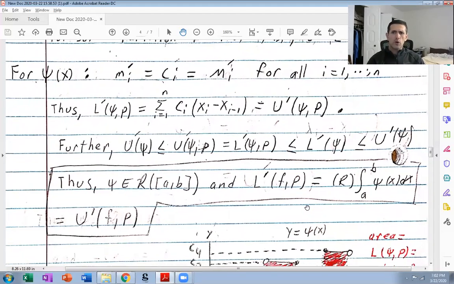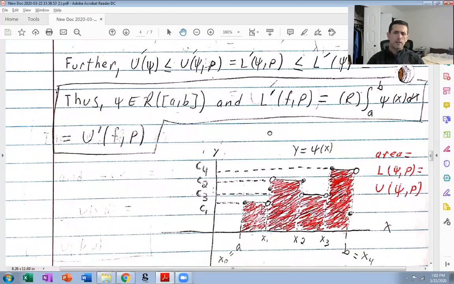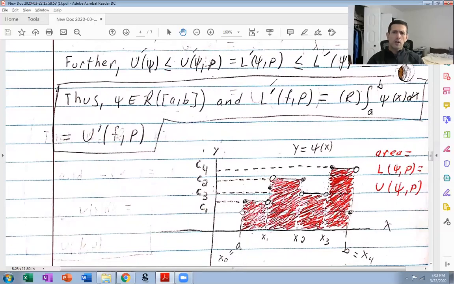So let's just review all this graphically. So just write down an example of a step function. Yeah, so this function here is C1 on x0 to x1. It's C2 on x1 to x2. It's C3 on x2 to x3. It's C4 on x3 to x4. Okay. When I say that, I mean on these open intervals. It could do a number of different things on the endpoints. We don't really care. Okay.